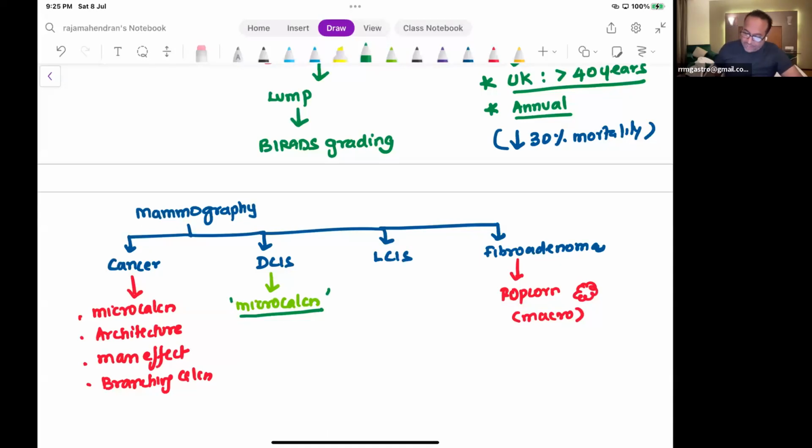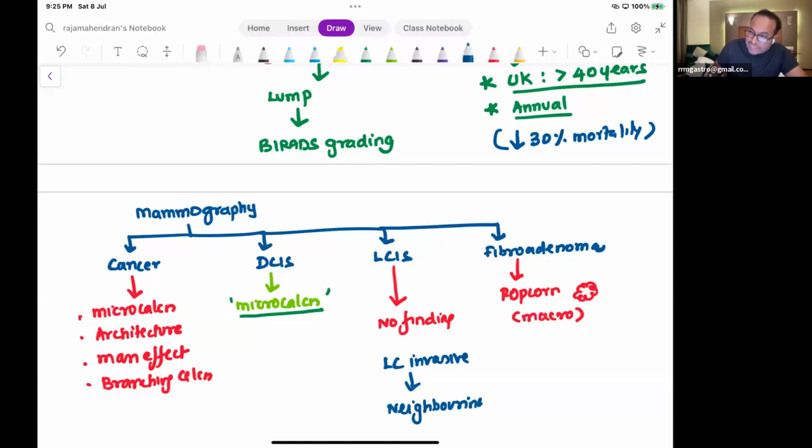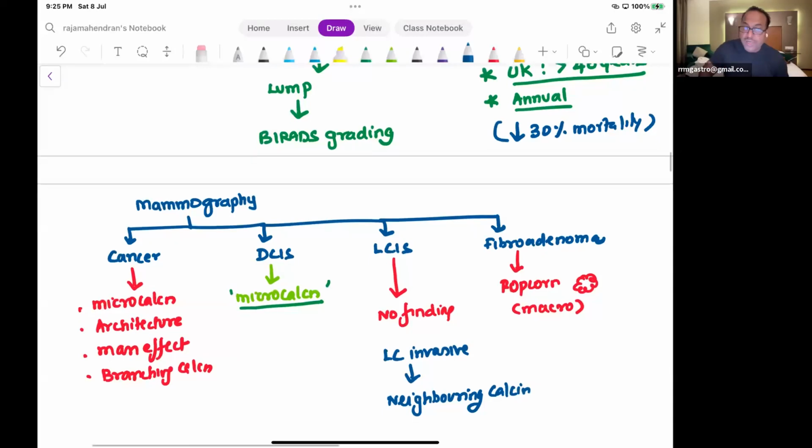So microcalcification. Lobular cancer in situ is no finding. Okay, no finding in lobular cancer in situ. You are answering neighboring calcification is for lobular cancer invasive. Lobular cancer invasive will have neighboring calcification. Near the tumor, there will be calcification. Very good. So in situ, you will have no finding. No finding is seen on in situ.